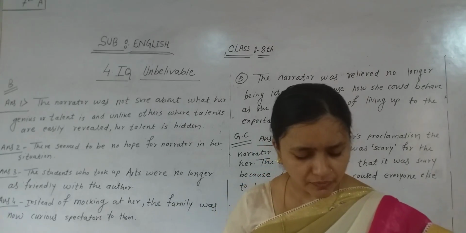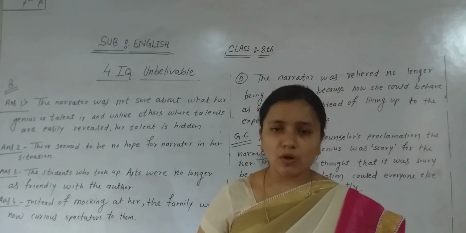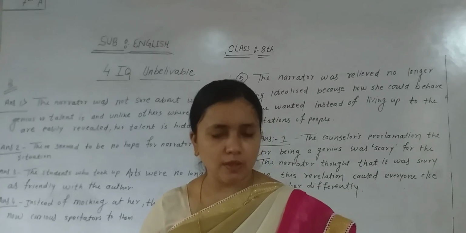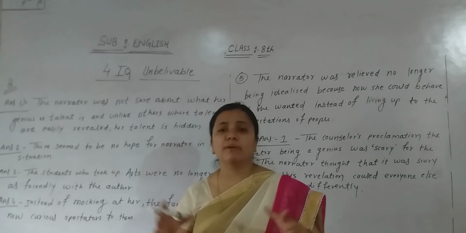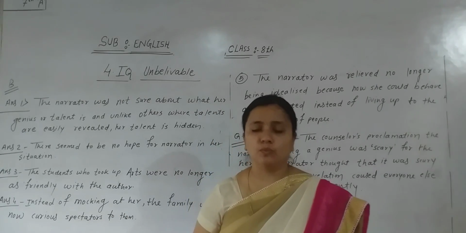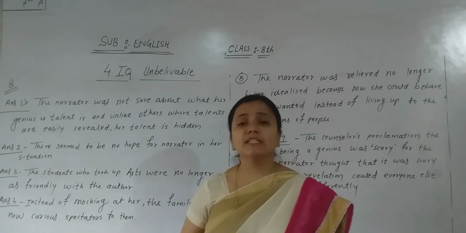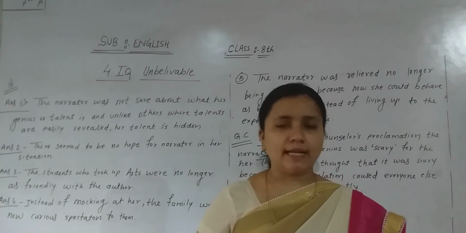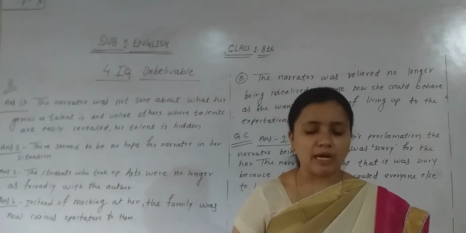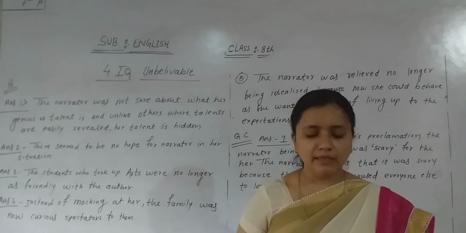Now the fifth one: the narrator dash hated being called a genius, enjoyed being called a genius, or had no views about being called a genius. What is the correct answer? The narrator hated being called a genius when everybody started to call her a genius. She hated it when every person or every student called her a genius. So let us repeat the answers once again. Just note it down. The first one's correct answer is B, second A, third B, fourth A, and fifth A.